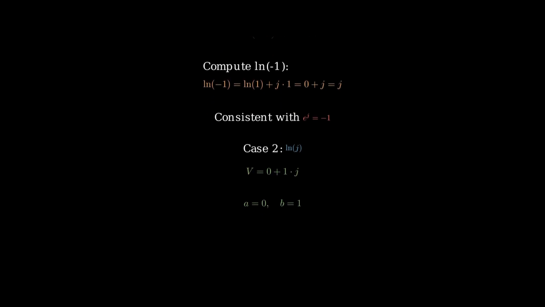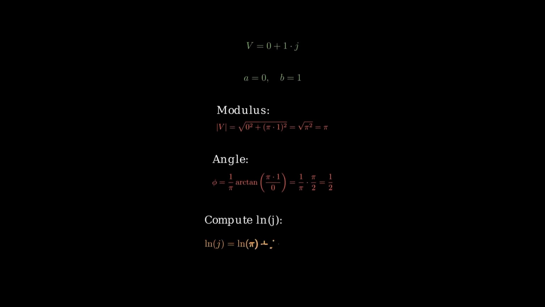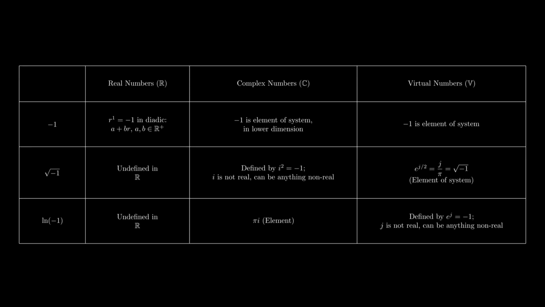Awesome. Let's break it down with a comparison table to see how -1, the square root of -1, and the natural log of -1 behave in real, complex, and virtual numbers. For -1, in real numbers, we define it as r to the first in the dyadic system. Check out my video on dyadic construction for more on that. In complex numbers, -1 is just part of the system inherited from the reals. Same for virtual numbers. It's a core element.